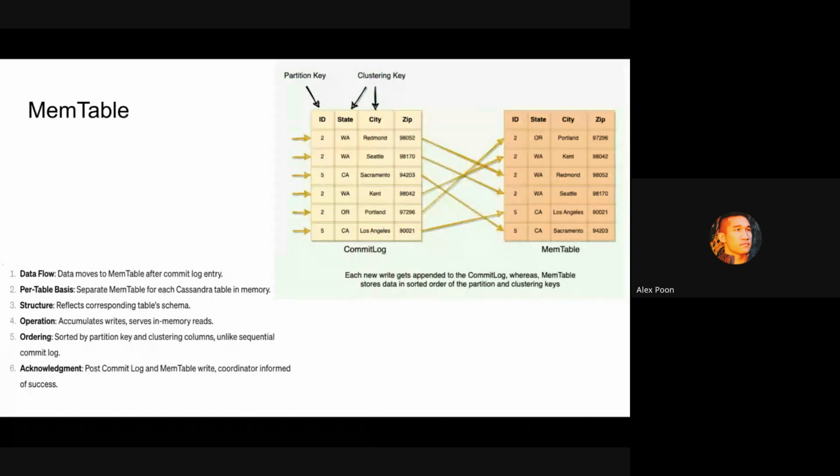The commit log stores all the writes in sequential order, with each new write appended to the end, whereas mem table stores the data in sorted order of partition key and clustering columns. After writing data to the commit log and mem table, the node sends an acknowledgement to the coordinator that the data has been successfully written.